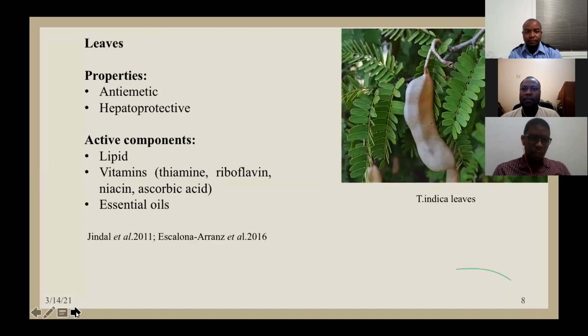Next, the leaves. The leaves have been found to demonstrate antiemetic and hepatoprotective activities. The phytochemicals present in the leaves include lipids, vitamins, and essential oils. Below are the references of the studies carried out on the leaves.